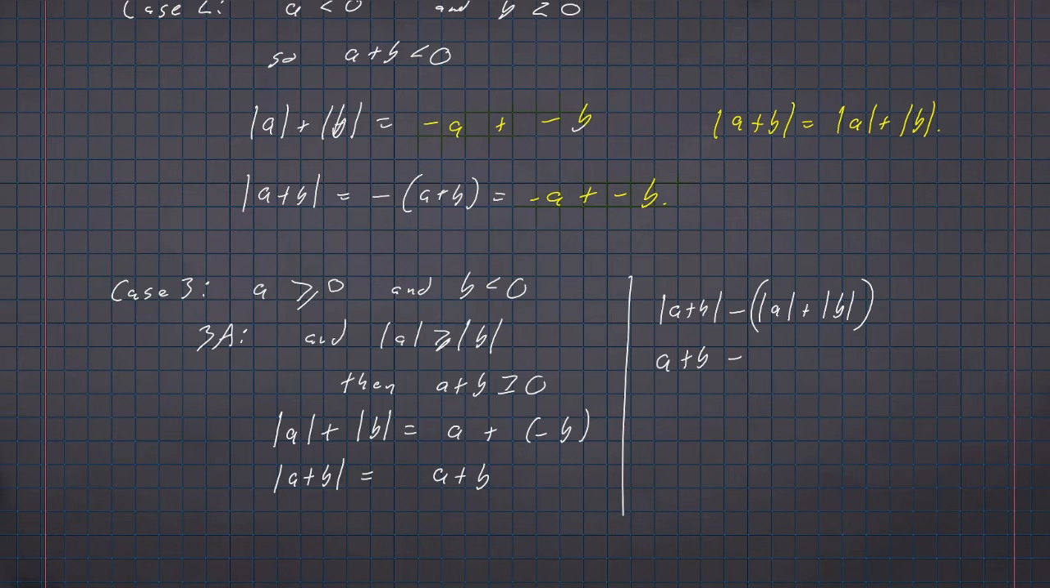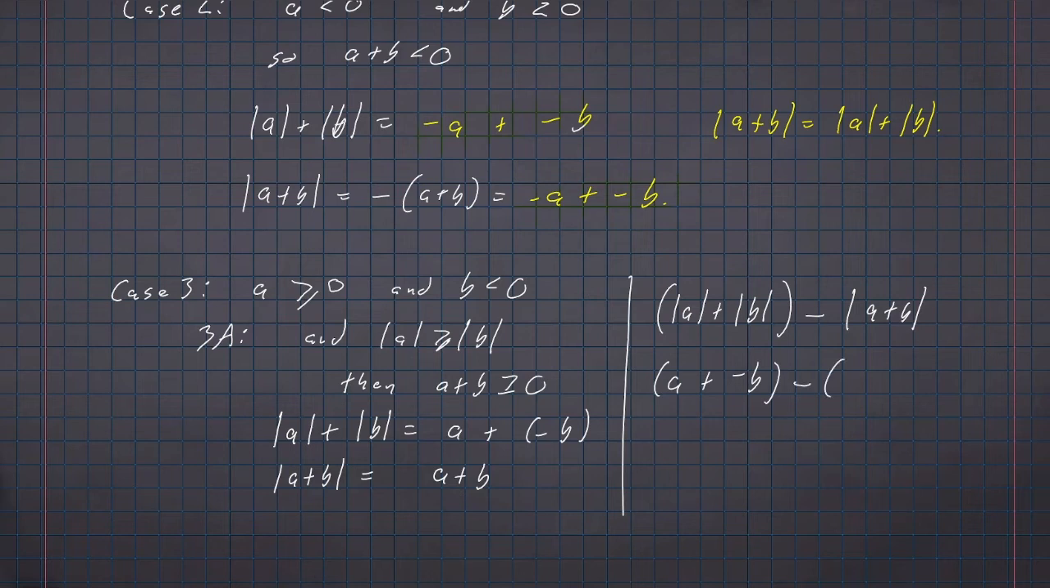I'm sorry. I wrote those two ideas backwards. I want them the other way. I want absolute value of A plus absolute value of B minus absolute value of A plus B. Absolute value of A is A, absolute value of B is the opposite of B, and then absolute value of A plus B is just A plus B.